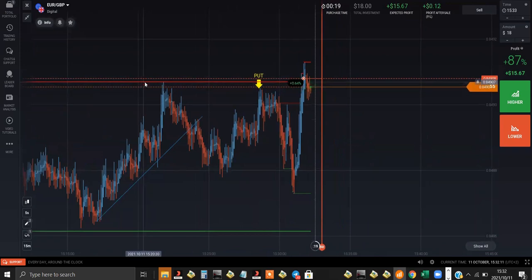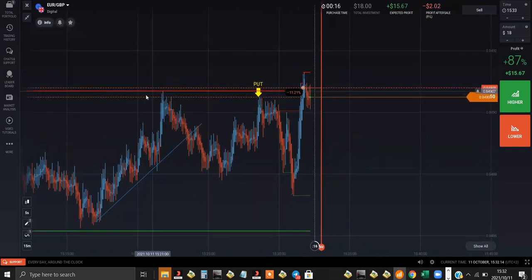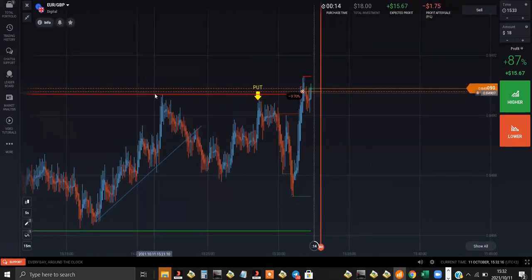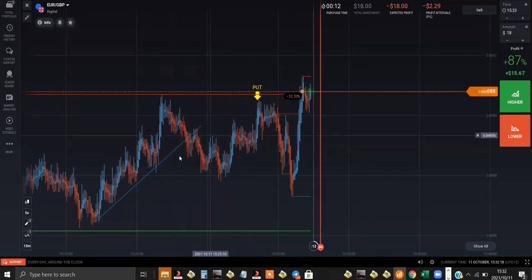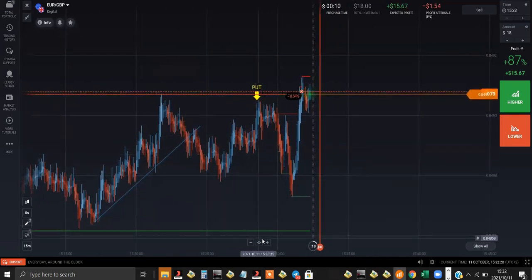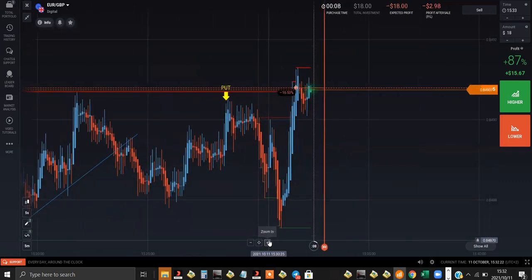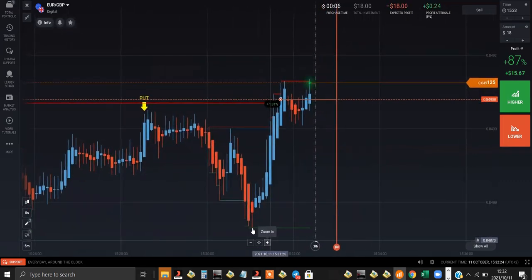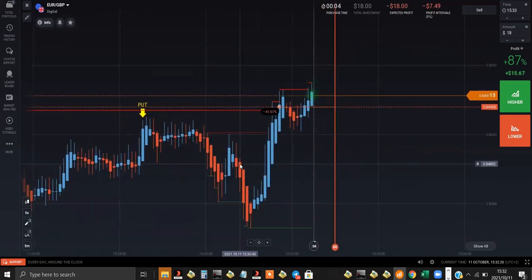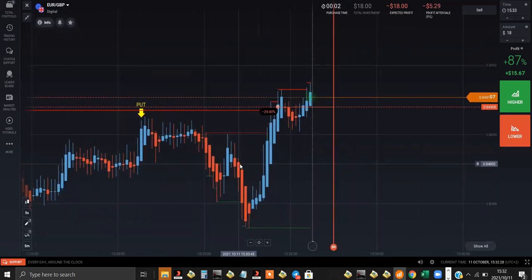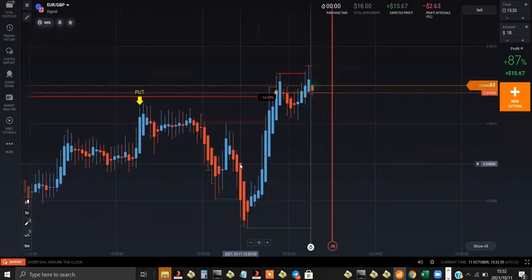Then we're still on this resistance line here. This is the resistance line that comes with the script. So yeah, let's just see how it performs. All right. Okay. Currently losing, got about 30 seconds left. So let's see how it performs.